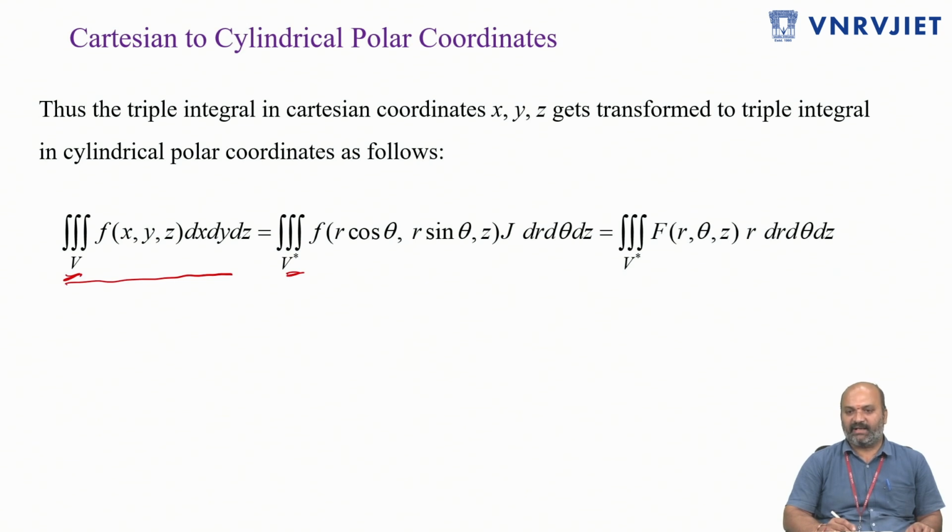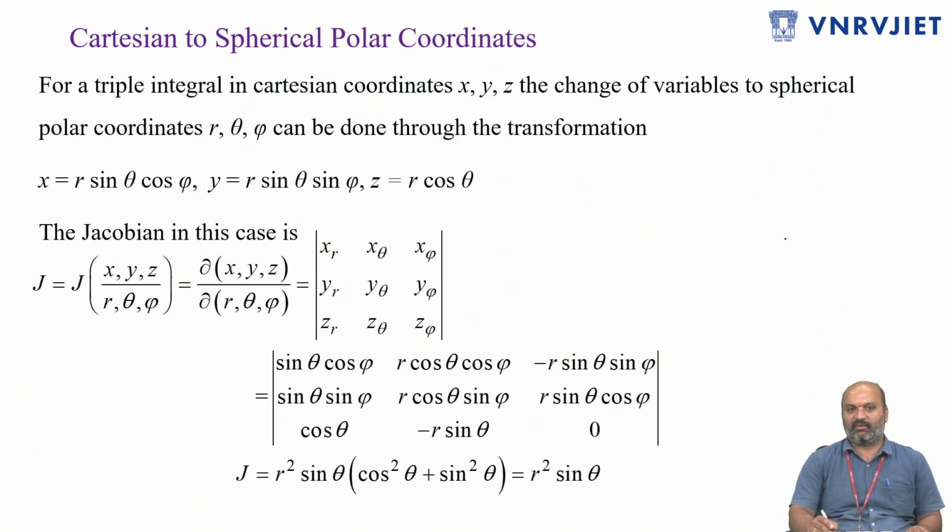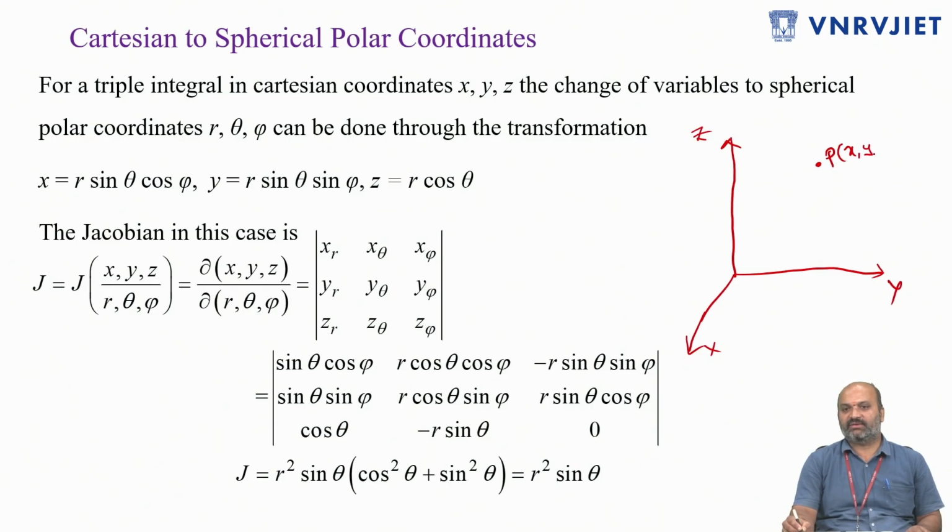Now we'll see Cartesian to spherical polar coordinates. In a similar manner we consider the x, y, z axes in three-dimensional space. Let's consider a point in space, P, with coordinates x, y and z. Consider its projection in the xy plane, and join OP and OQ.